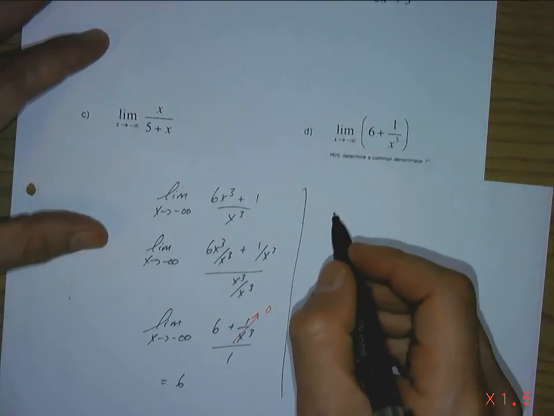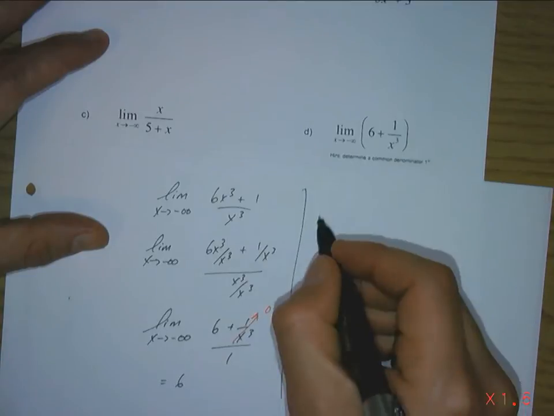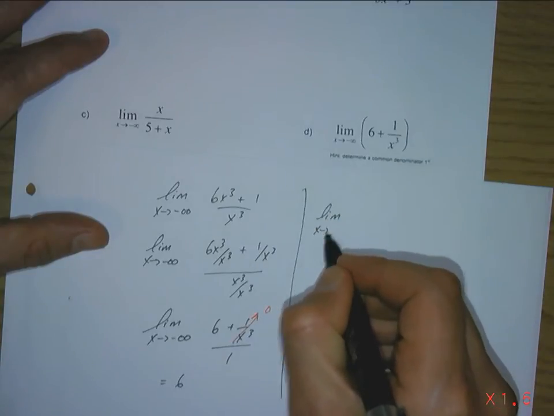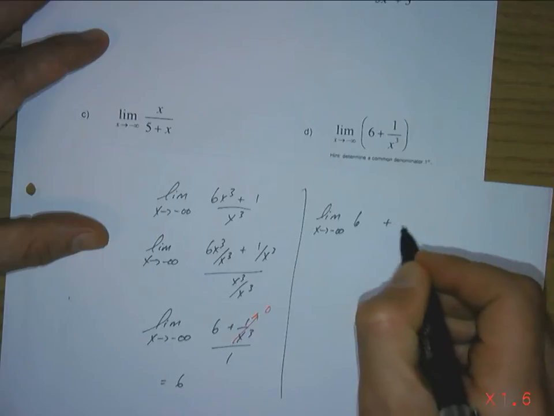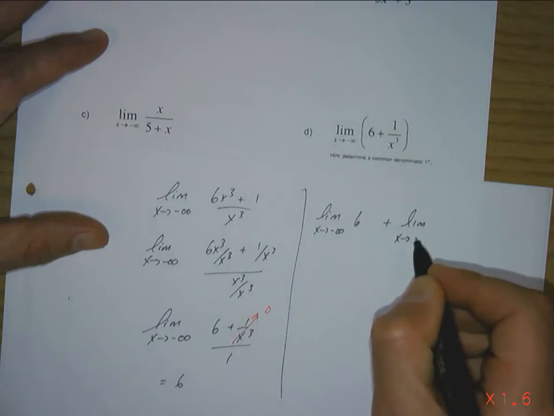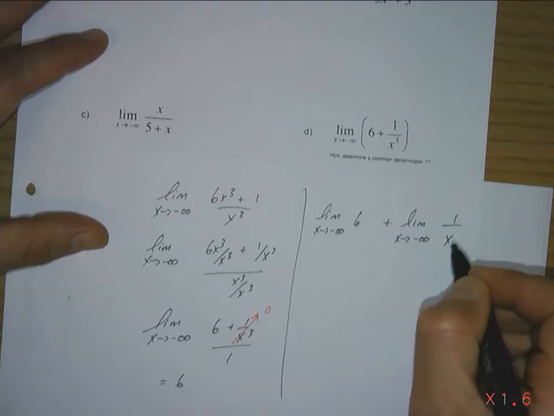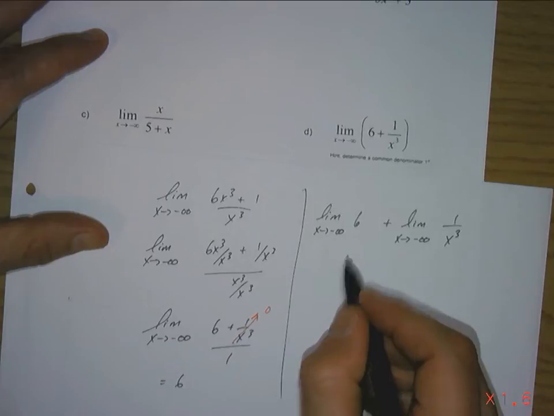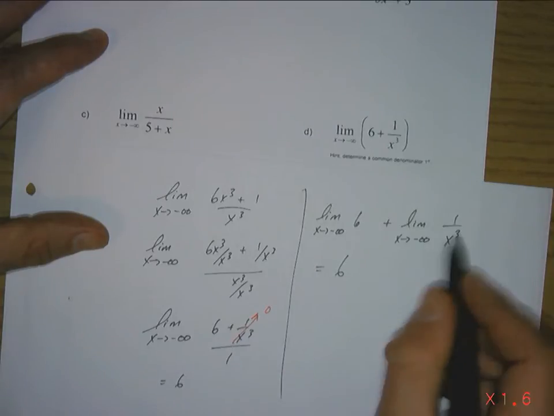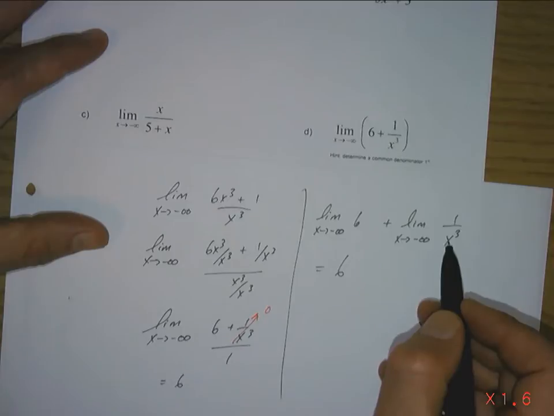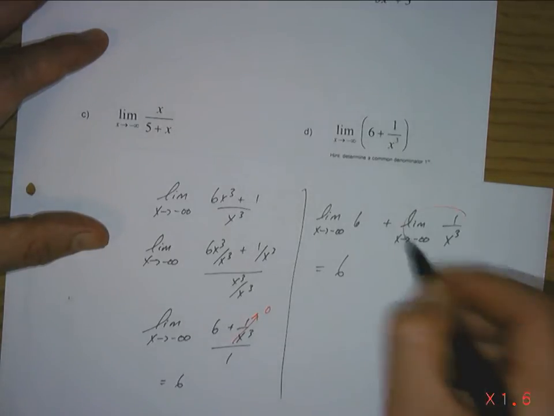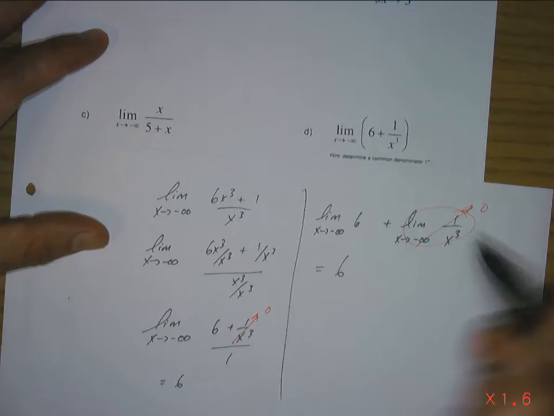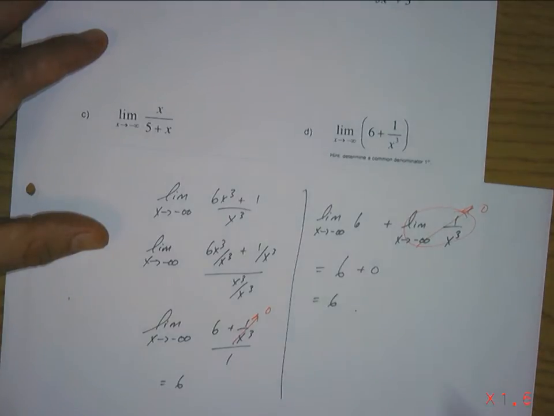Another way to do this exact same question is to use your limit properties. So I'm going to take my limit of a sum, and I'm going to change it to the sum of the limits. The limit of a constant, as x approaches negative infinity, 6 doesn't care about the limit, it's just going to be 6. And this one, as x gets larger and larger and larger negatively, it's going to be cubed, in which case it's going to be 1 over a larger and larger number, so that whole thing is going to go to 0, which is going to leave us with a simple answer of 6.